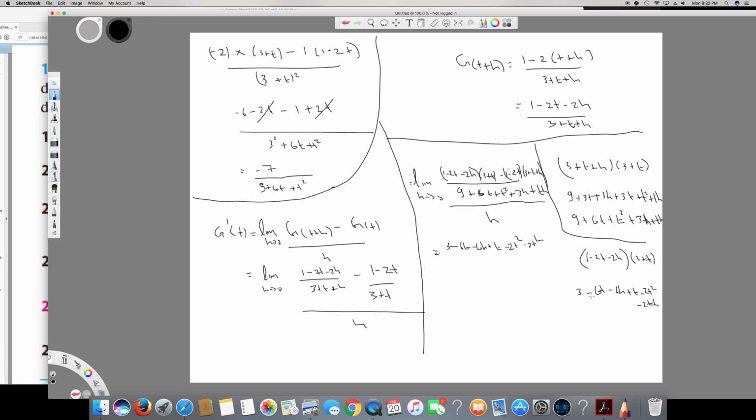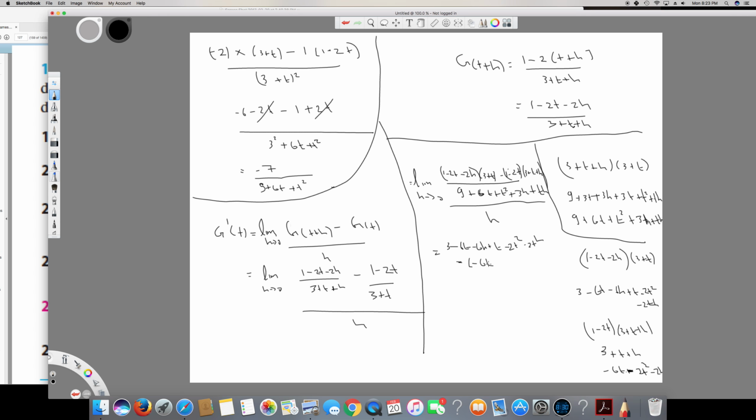Then I have to find this one. It's going to be 1 minus 2t times 3 plus t plus h. So first of all I multiply by 1. It's going to be 3 plus t plus h. Then I multiply this one by negative 2t. It's going to be minus 6t minus 2t square minus 2th. So if I subtract these both, I put this one here, minus the one I found here.